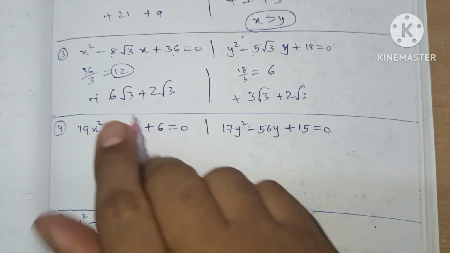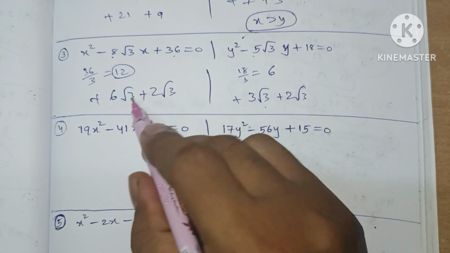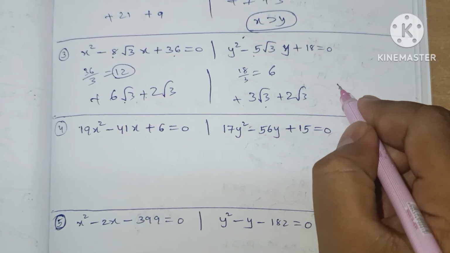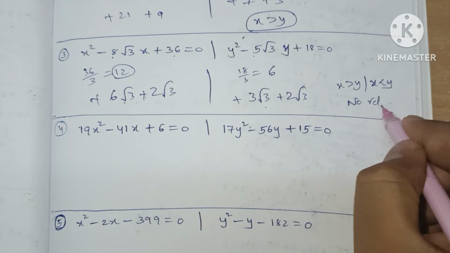Now by comparing these two, it is clear that 3 root 3 comes in between these two numbers. So x greater than y and x lesser than y both come here. No relation between these two.